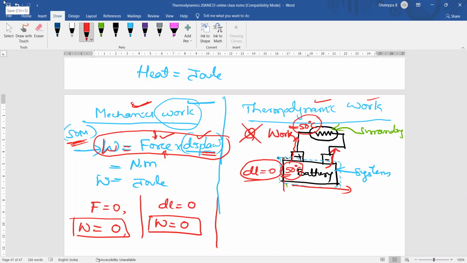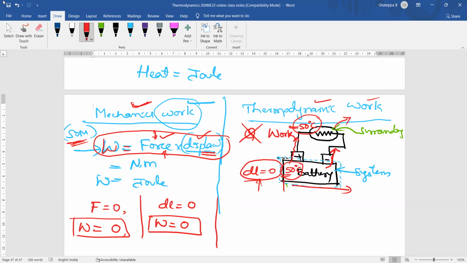Okay, so here when you switch on, energy transfer takes place, some electrons move, and the bulb will glow. So there is no exchange of heat, but there is an exchange of work done, even though the displacement is 0. Can you give me any other example to understand this better?